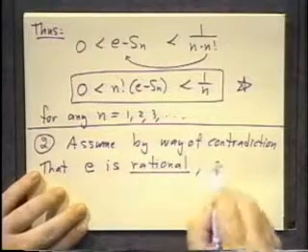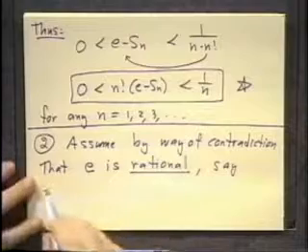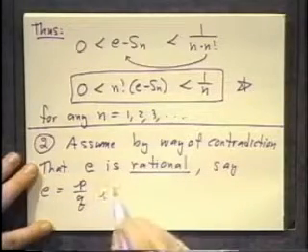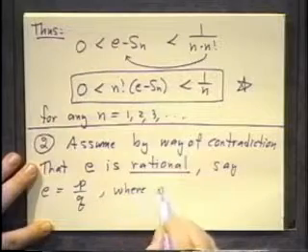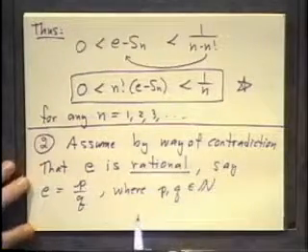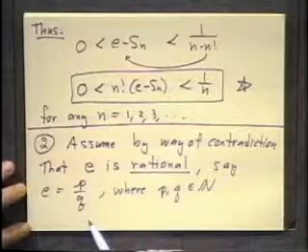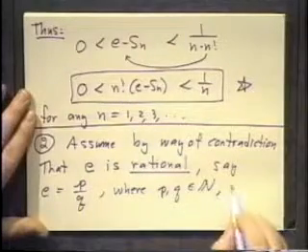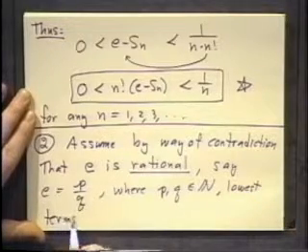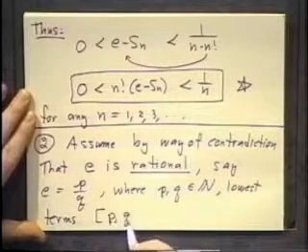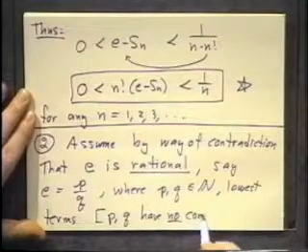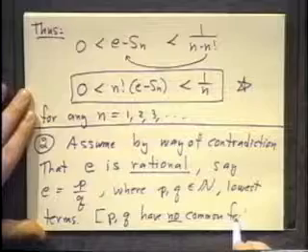Okay? Say, to be specific, that e is equal to p over q, where p and q are in the natural numbers. We can assume positiveness because we know that e is a positive number. And we will assume in lowest terms, which means that p and q, remember, have no common factors. Okay, no common factors.